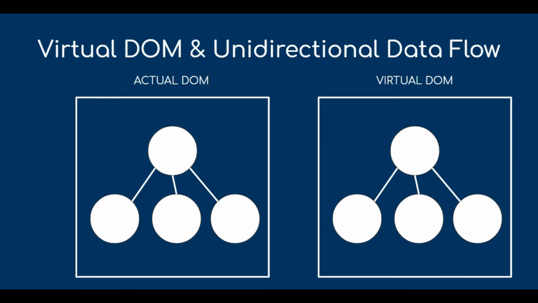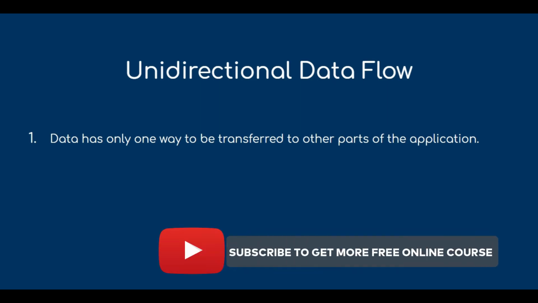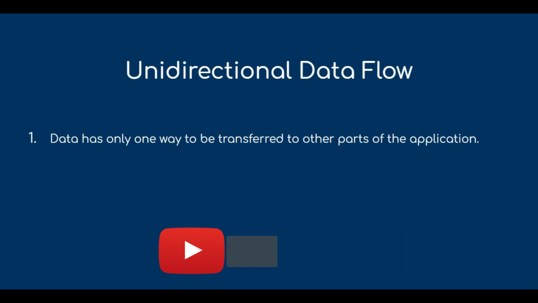So now we will talk about unidirectional data flow. What is that? It's just as simple as it sounds. Data has only one way to be transferred to other parts of the application. It just sends data from parent component to child component. It can't send data from child component to parent component.